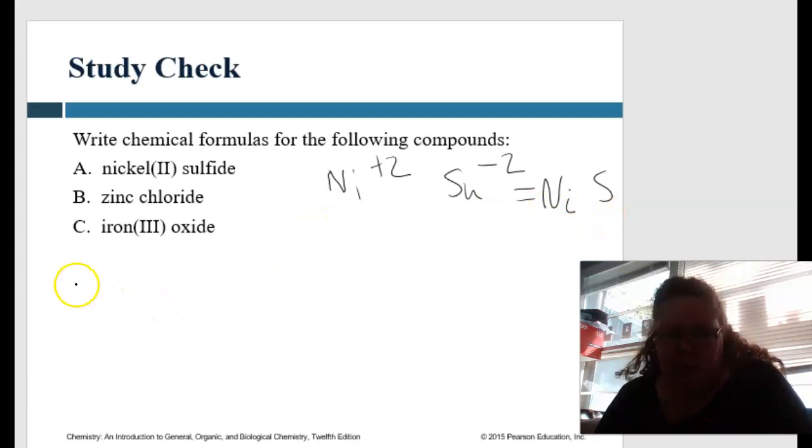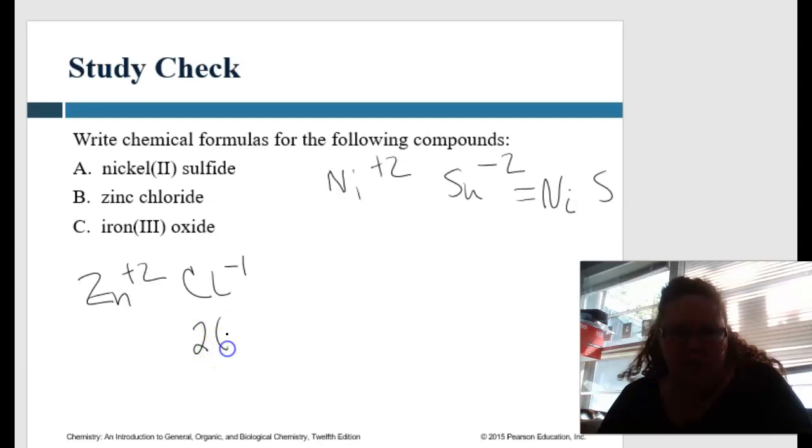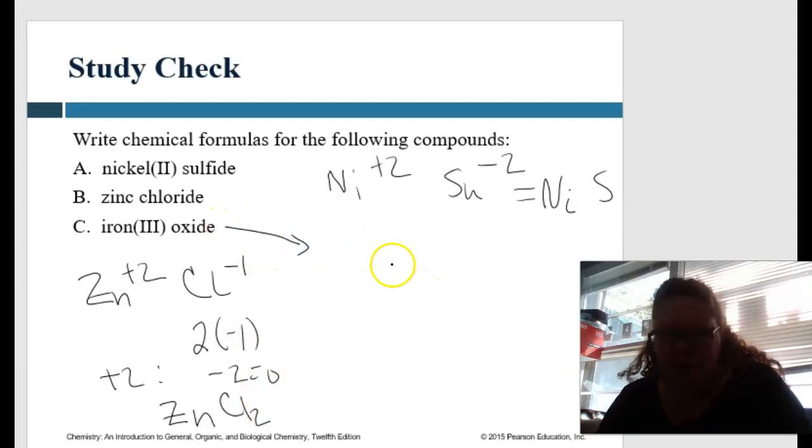So then when we have zinc chloride, remember that zinc has a +2, where chloride has a -1. And so you'd actually need to have 2 of the -1s to give you -2 to equal out the +2 to end up being 0. So then that would end up giving you zinc chloride.